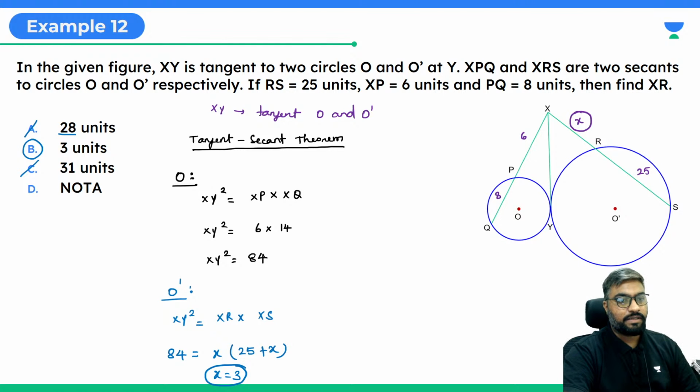Very good, Parth. Yes, 3 is the correct answer. At this stage, don't solve quadratically, go reverse engineering. Okay.